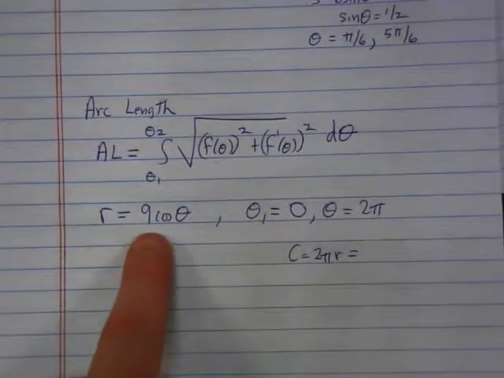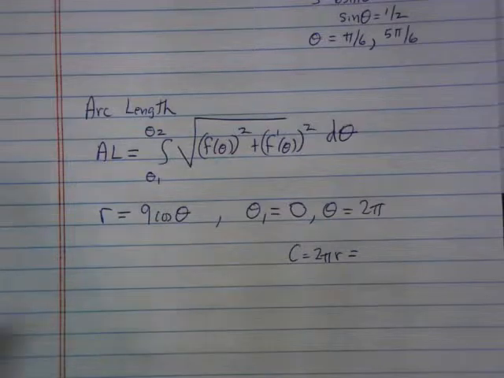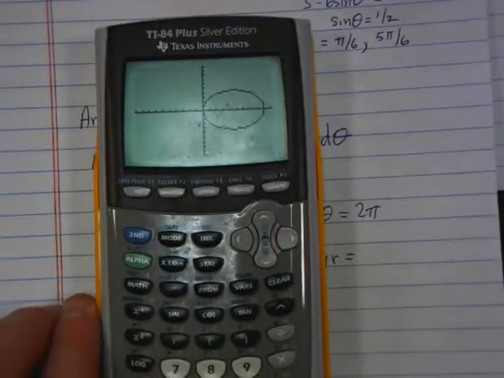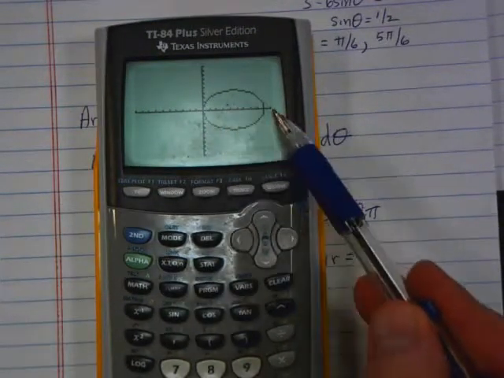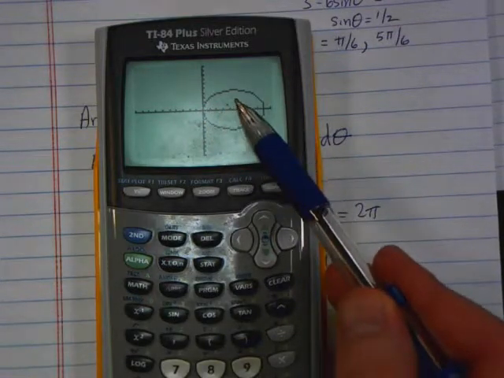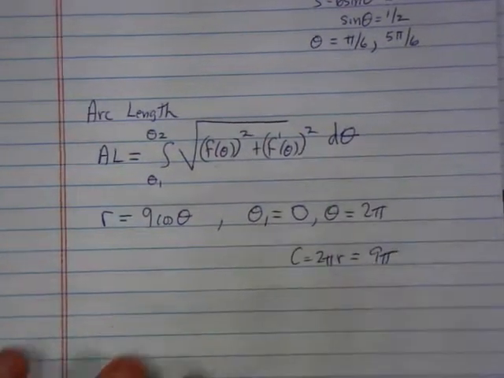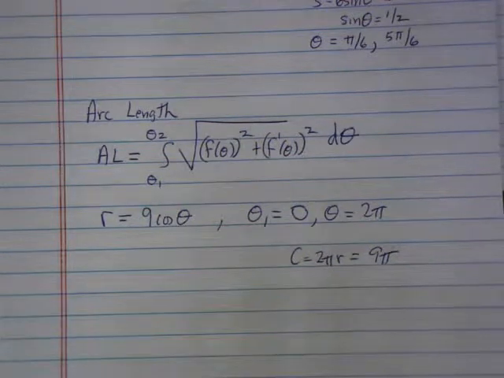What's the radius of this circle? Not 3. Not 9. What's the diameter of that circle? The diameter is 9, so the radius is 4.5. So we should get 9 pi. We got 9 pi a lot today, didn't we? Happy coincidence. Not planned at all.